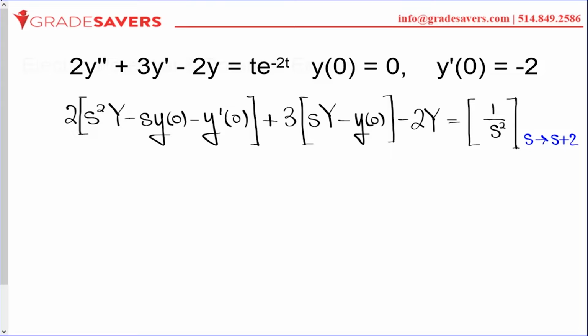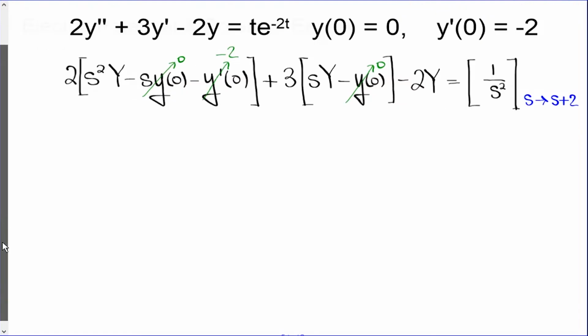The next set of steps are going to be to isolate capital Y on the left-hand side. So let's go ahead and replace y of 0 by 0. Let's go ahead and replace y prime of 0 by negative 2. And so our next line becomes the following.